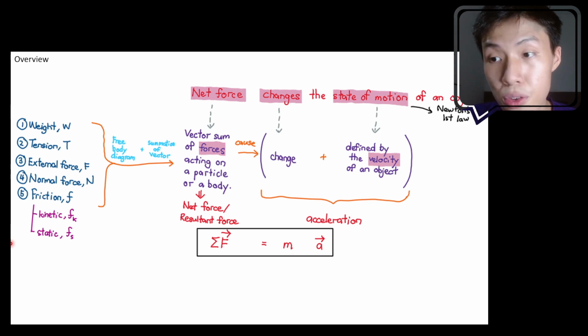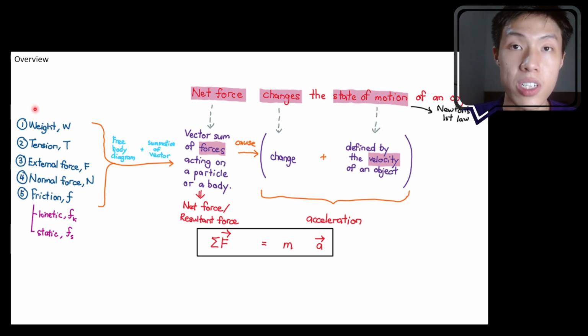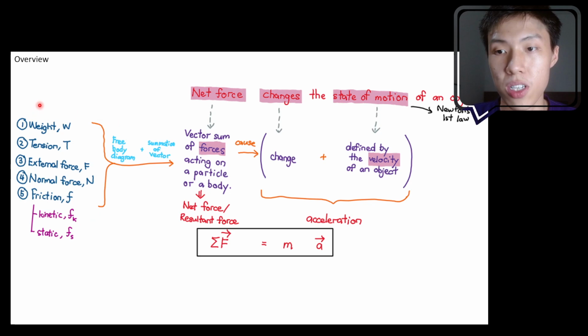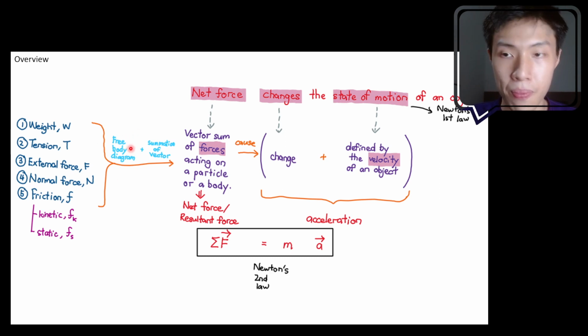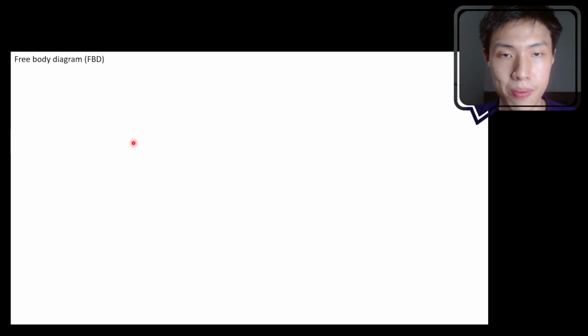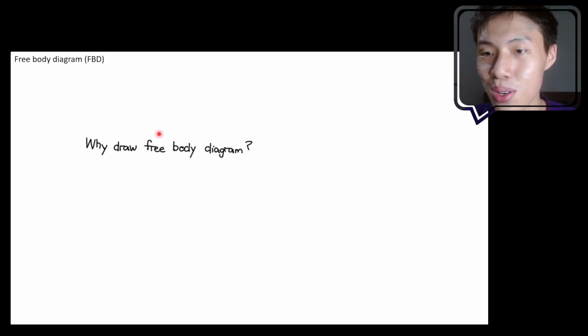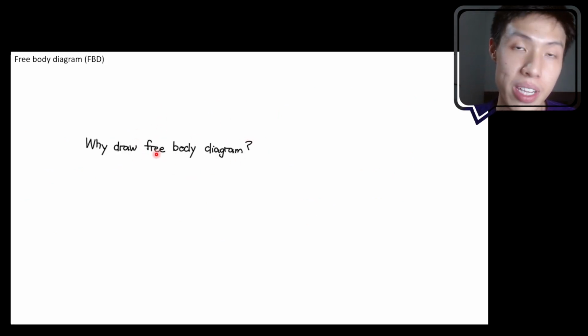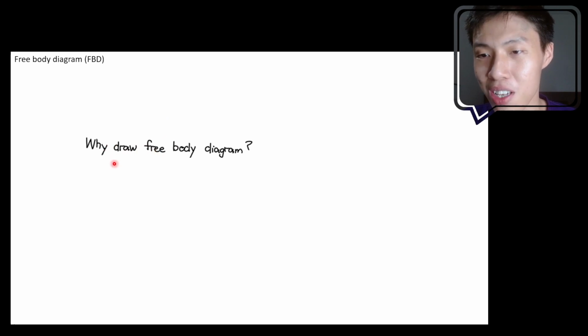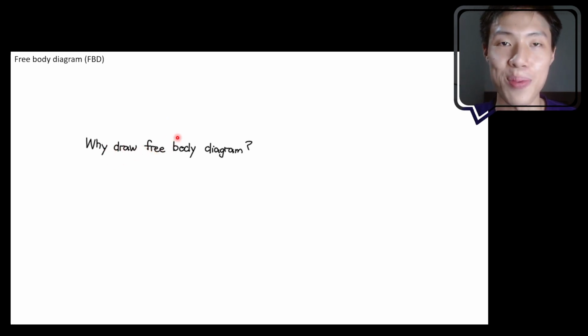Now that we have reviewed the 5 different types of forces that we can observe in the macroscopic situation, let's move on to see how we can illustrate the forces acting on an object using a free body diagram. Okay, so why do we draw a free body diagram in the first place?